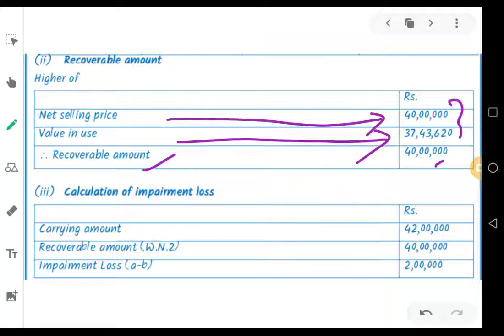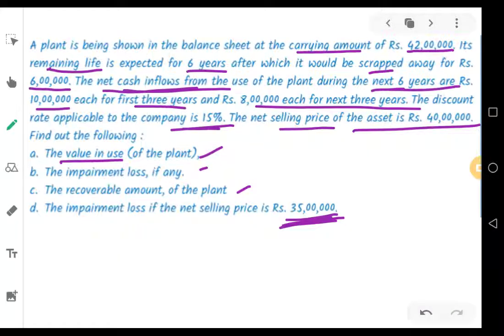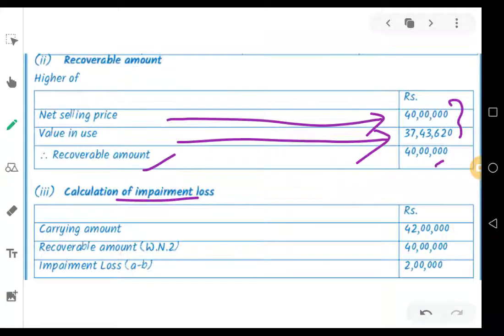Proceeding further to calculation of impairment loss. For calculation of impairment loss, you have to subtract the recoverable amount from the carrying amount. Carrying amount is mentioned in the question. If you see the question, carrying amount is given, that is 42 lakhs. So from that 42 lakhs, you have to subtract the recoverable amount. Recoverable amount just now we calculated, the higher of these two, that is 40 lakhs. So 42 minus 40, the impairment loss in this case is 2 lakhs. Carrying amount minus recoverable amount, that is impairment loss, 2 lakhs.